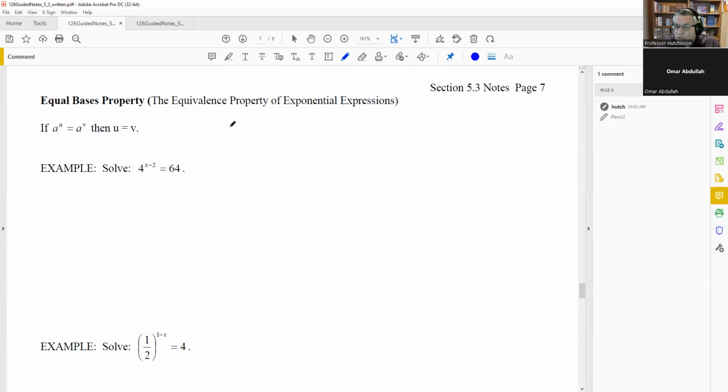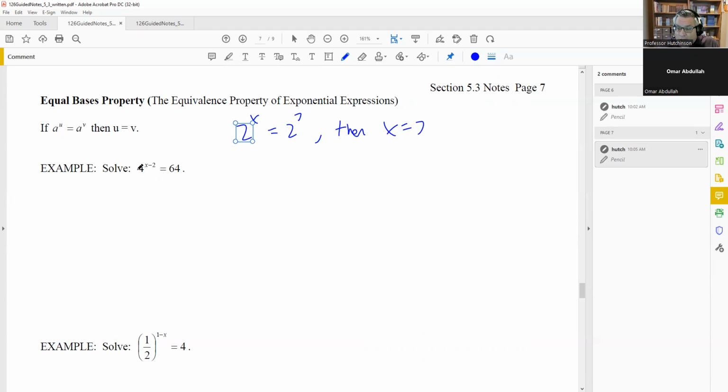So in other words, if I have 2 to the x equals 2 to the 7th power, then x equals 7. That's basically how that property works. So just for an example here, we can use that to solve for the missing variables if they're in the exponent position. If the bases are the same, that means the exponents have to be equal as well. So that's an example of using the equal basis property.